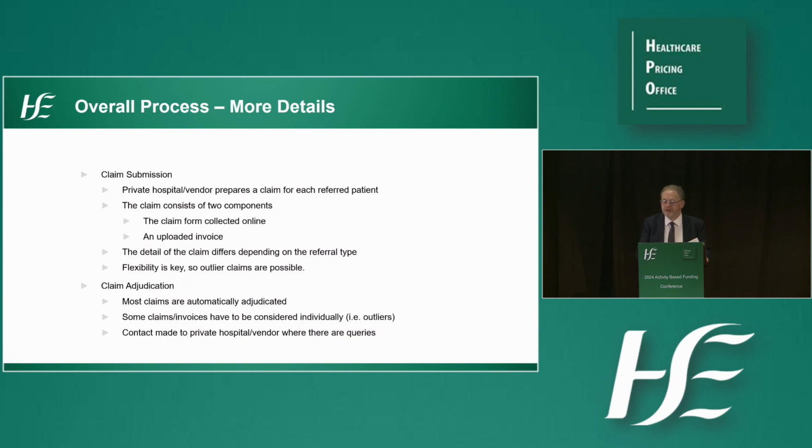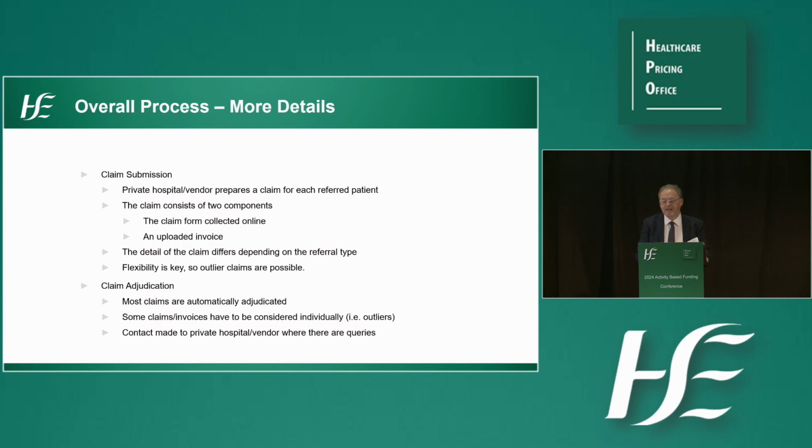In terms of claim submission, for each one that's outsourced, you have a separate claim. From a private hospital's point of view, it's just like VHI claims, BUPA claims, all the health insurance claims that they deal with. And it has two components. There's a form and there's an invoice. We need an invoice and we need a form. The invoice is for the payment. And what's in the claim is different depending on the referral type, because in some cases, if it's just outpatients, we don't collect as much information.